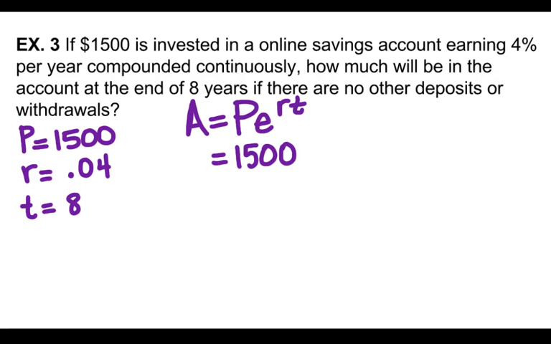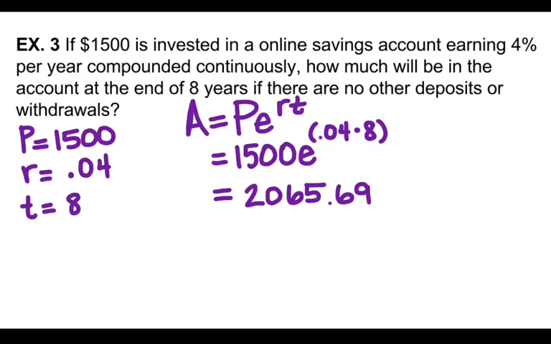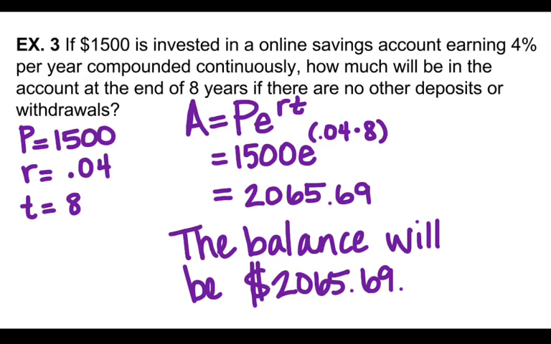So we plug all of that into the formula, 1,500 times e raised to the 0.04 times 8 power. On your calculator, the e button is on the left-hand side, and you're going to hit second and the LN button on the left-hand side. You should be able to type this in, and you get that the balance will be $2,065.69. So the balance at the end of her 8 years will be $2,065.69.